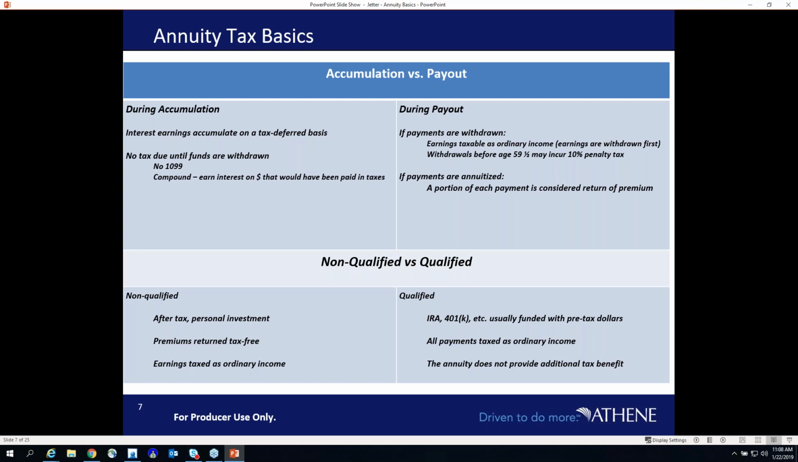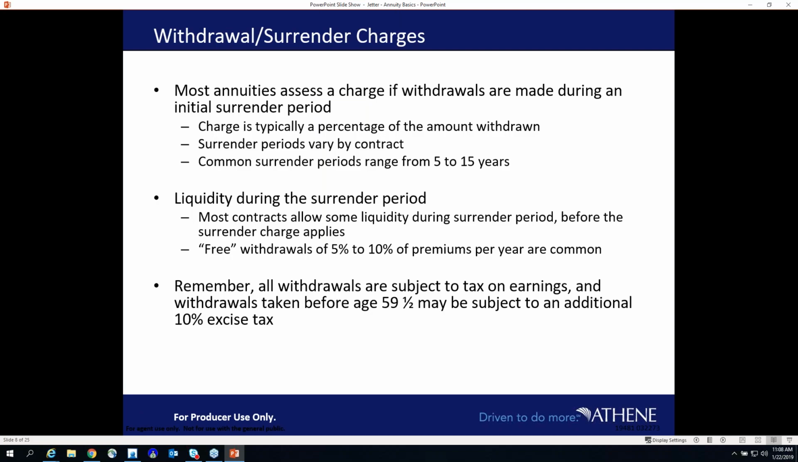On a qualified contract, that's going to be an IRA, a 401k, etc., usually funded with pre-tax dollars. All payments are going to be taxed as ordinary income. Again, all of the money has not had any taxes taken out of it, so it will be taxed as ordinary income in the year that you take it out of the annuity. The annuity does not provide additional tax benefit as qualified money is already tax deferred. So a little bit about the tax consequences of annuities.